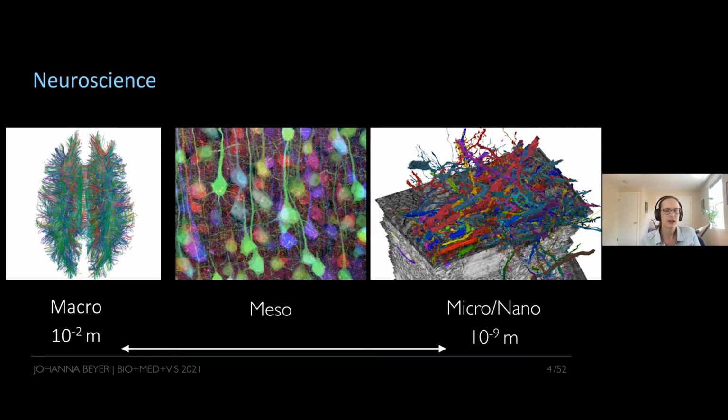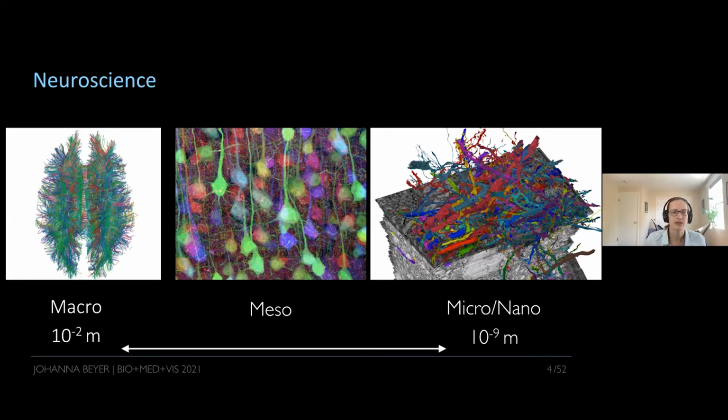And generally, that also means that neuroscientists can work at completely different imaging scales. And yesterday, we've already heard a little bit about fiber tracts and visualization of that. So that's what I would consider the macro level neuroscience. And then there's also meso or micro and nano level.